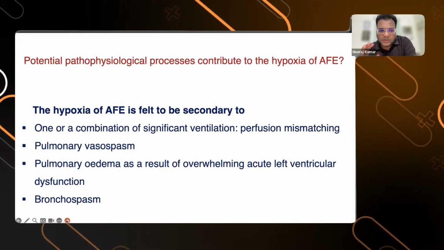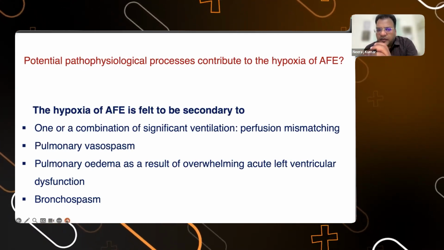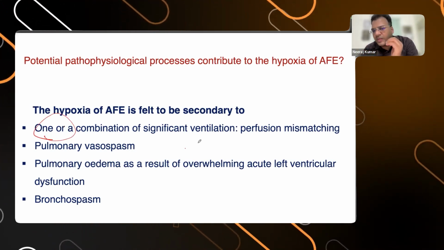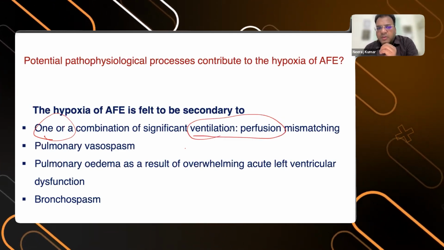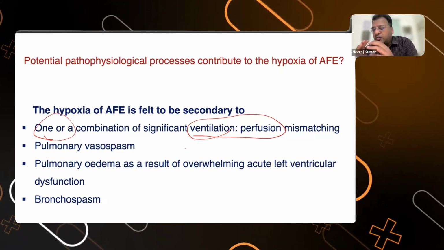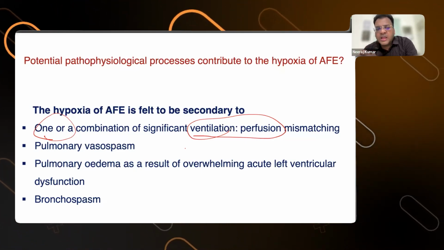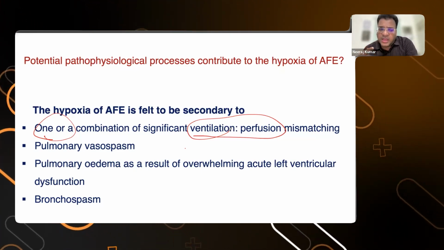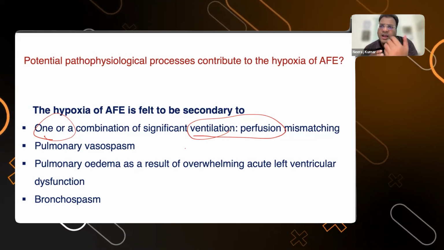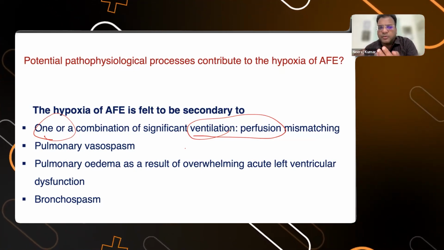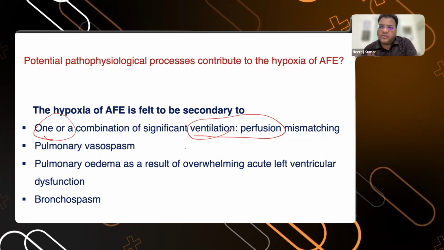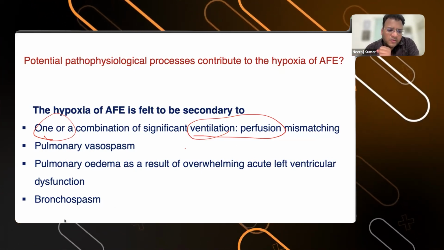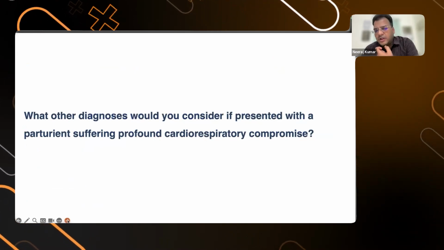Now coming to the potential pathophysiology. The hypoxia in AFE is felt to be secondary to, one or in combination, a significant ventilation perfusion mismatch. How will this happen? Because of pulmonary vasospasm, pulmonary edema, and bronchospasm. Why pulmonary edema? Because this patient will have acute LV dysfunction, leading to pulmonary edema, vasospasm, and a problem in ventilation perfusion mismatch, because a few of these patients may have a VQ mismatch as well.